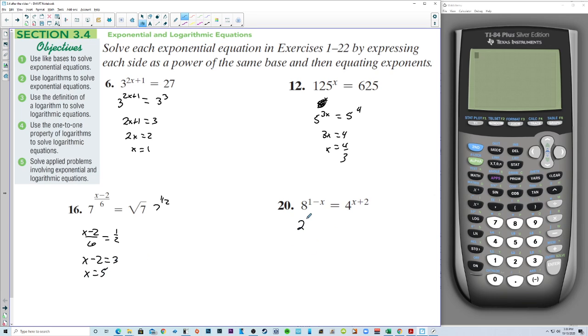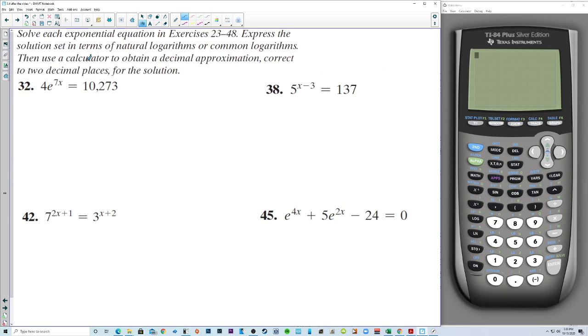Here we can get them to the same base. We have 2 to the third, and 2 to the third is 8, and that's 1 minus x. And 4 is 2 squared, and there's already an x plus 2 there. So 3 minus 3x has to be equal to 2x plus 4. So let's add 3 over and minus 4. So negative 1 is equal to 5x. x is negative 1/5.